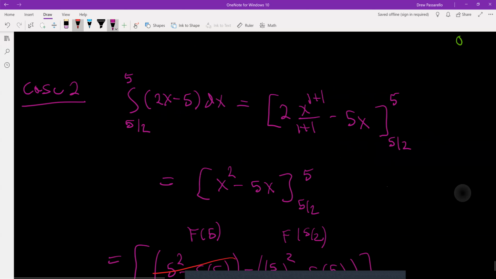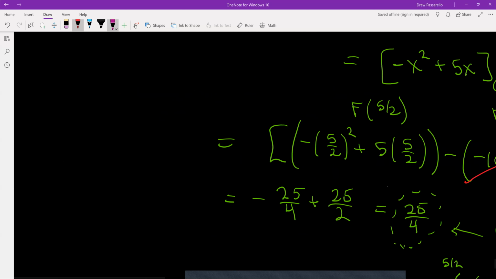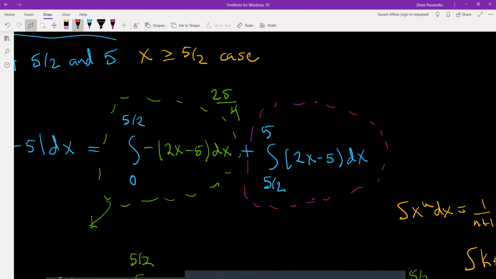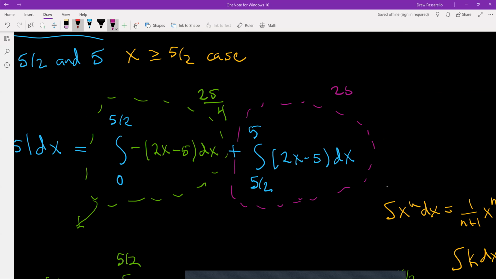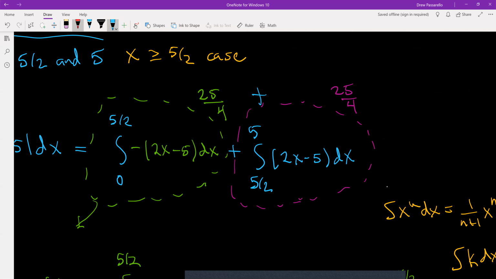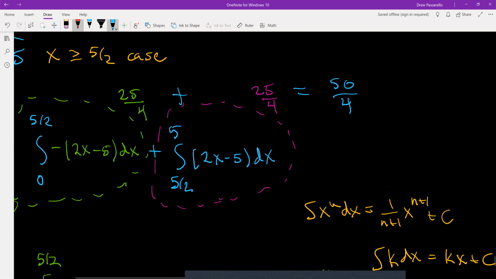Okay, so I believe the other case was the same, right? It gave us 25 fourths also. So we have 25 fourths plus 25 fourths, which is going to give us 50 over 4, which is 25 halves. So we just add the two together. And our answer is 25 halves.